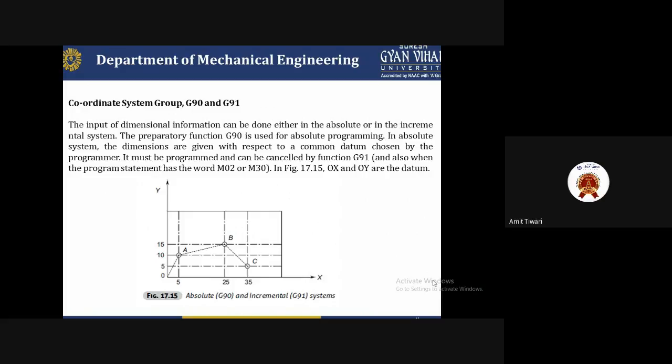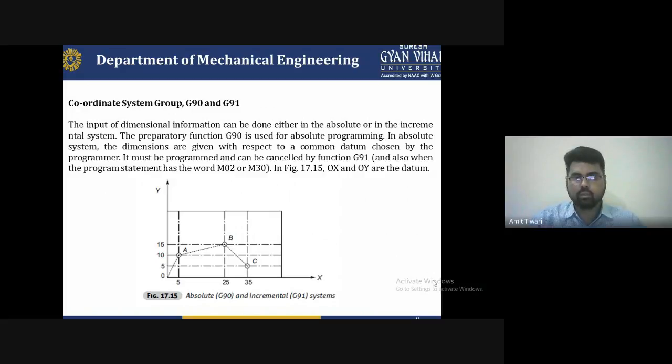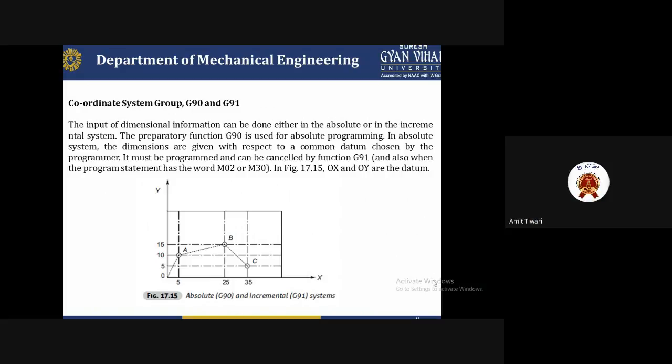It must be programmed, and it can be cancelled by the function G91, or when the program statement has the word M02 or M30. OX and OY are the datum lines. As you see in this diagram, OX and OY are mentioned. These are the datum lines with respect to the horizontal and the vertical sections. The X parameters are 5, 25 and 35, and the Y parameters are 5, 10 and 15.